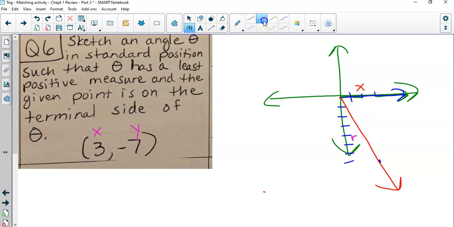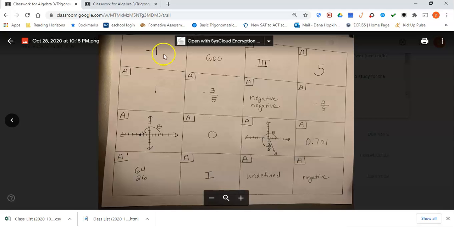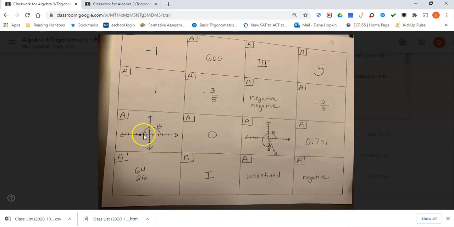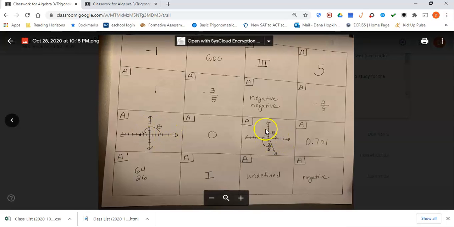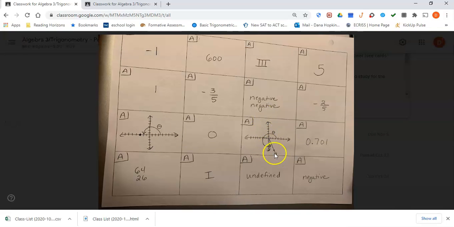So let's take a look at the answer key, and we'll see which angle is sketched down here in this quadrant 4 and has a rotation around like this. There are two angles that are sketched out here. This one started here and rotated around. This one started here and rotated around, and that's the one that we're looking for.